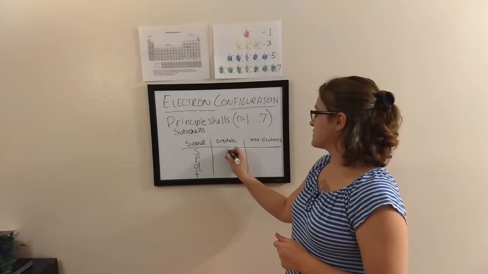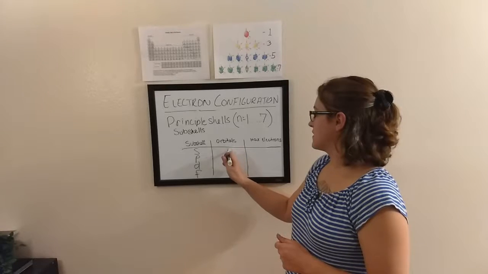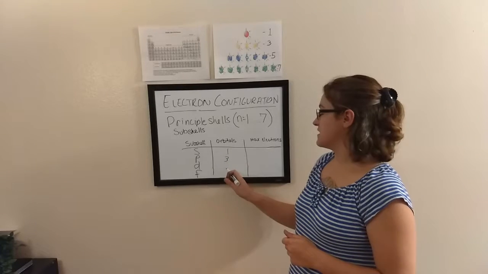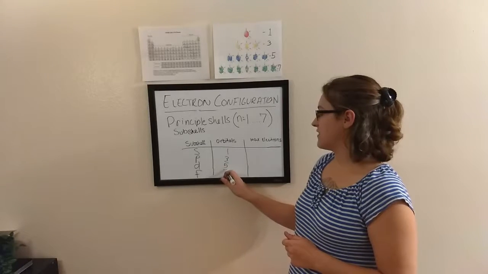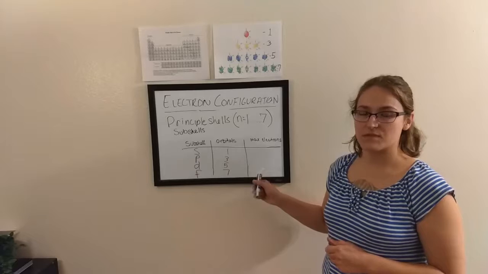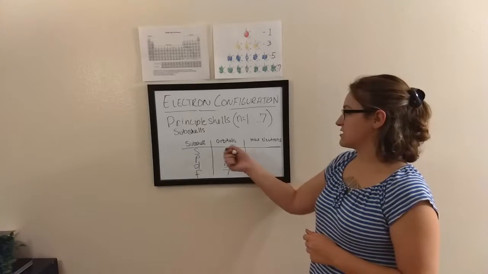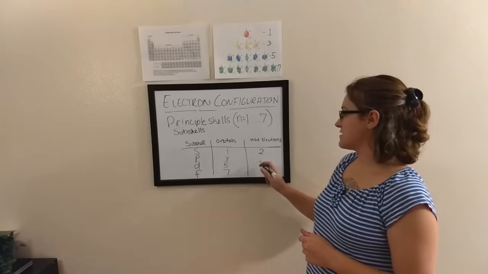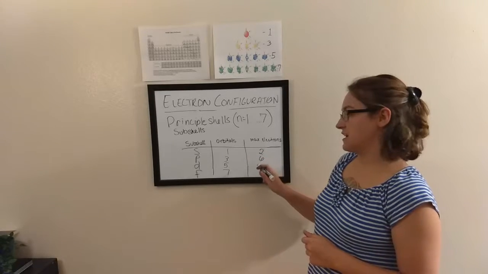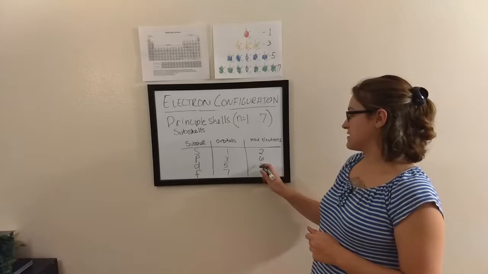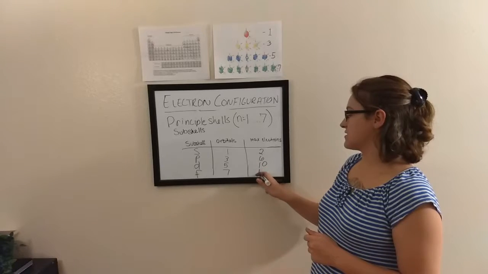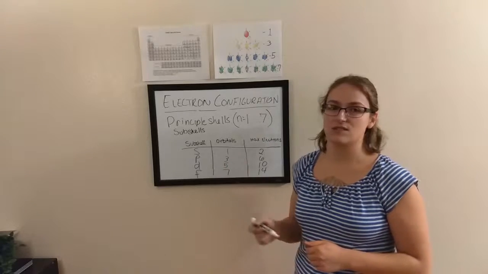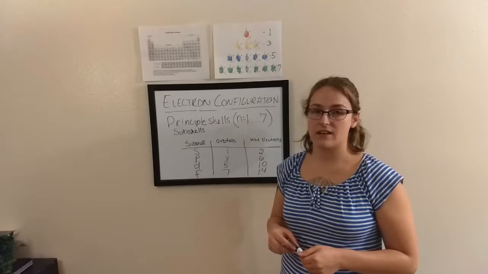So every subshell has a different number of orbitals. S has 1, P has 3, D has 5, and F has 7. So the maximum amounts of electrons that each of these subshells can hold is 2 for S, 6 for P, D has 10, and F has 14. And this will all make a lot more sense when I start getting into more examples and how to actually write electron configuration.